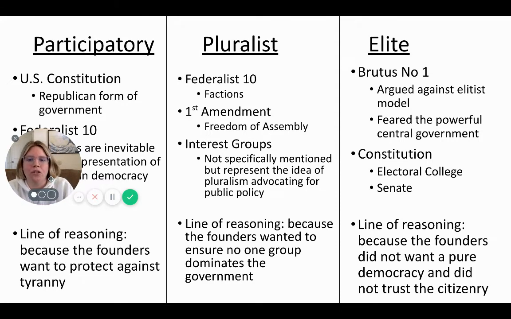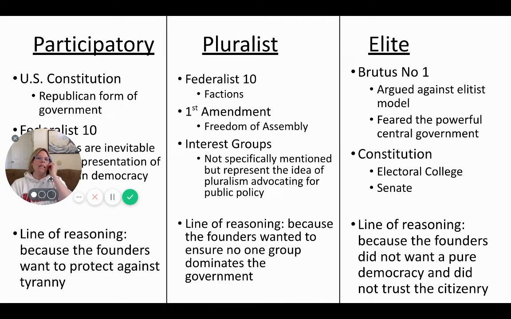If you discussed interest groups and discussed their purpose and discussed basically that even though they're not mentioned specifically in the Constitution, they do represent the idea of pluralism and advocating for good public policy on a group level or group dynamic basis. For my line of reasoning for that one, I said because the founders wanted to ensure that no one group dominates the government. Lastly, and that's basically just the language from pluralism, the definition.